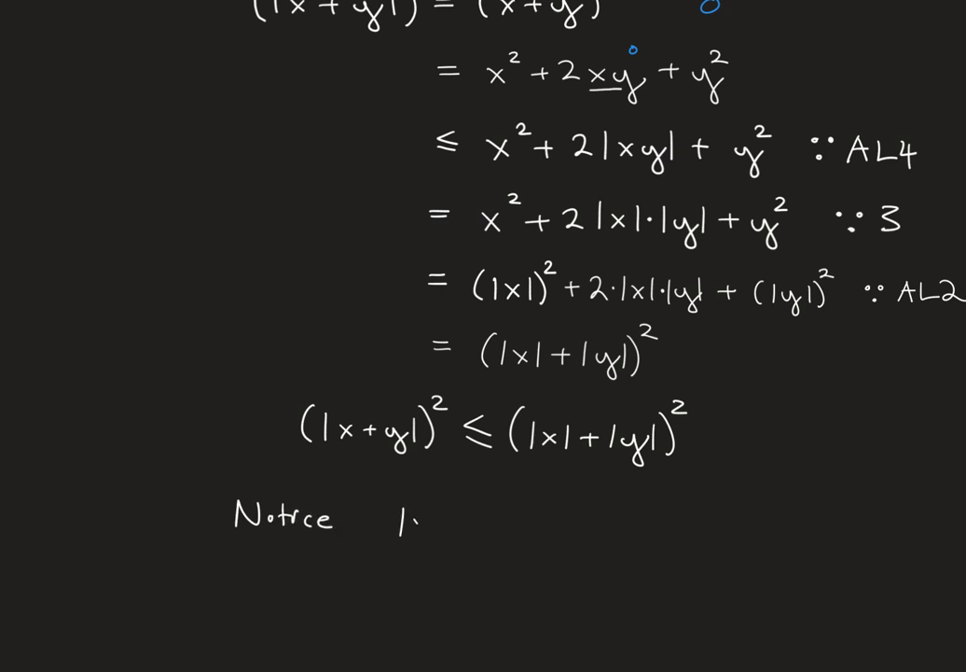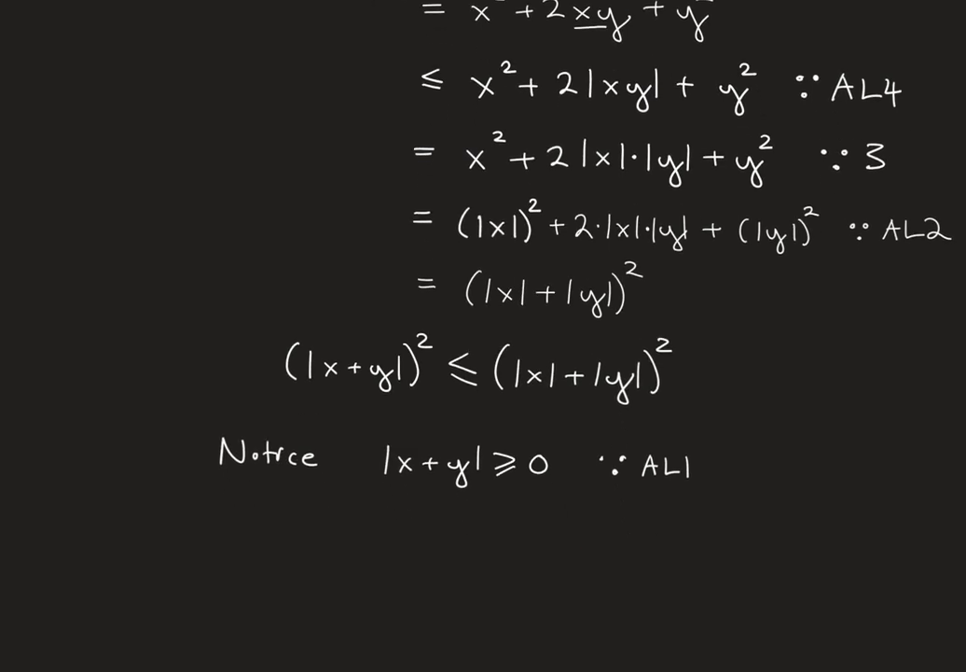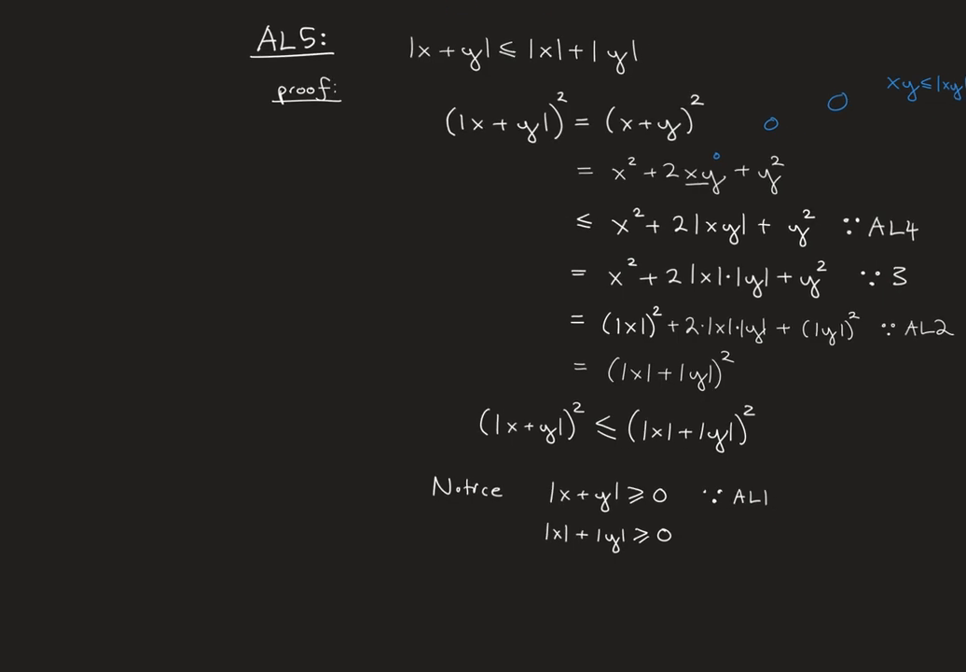the absolute value of x plus y is bigger than or equal to 0. That is because of AL1. That's why we needed that one. And since the absolute value of x plus the absolute value of y is also bigger than or equal to 0, I did a little proof of that way at the beginning here.